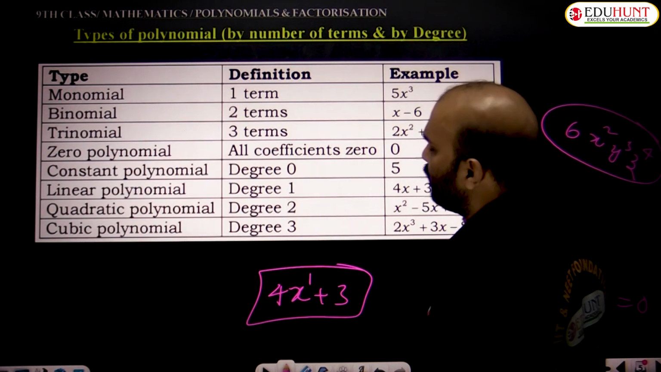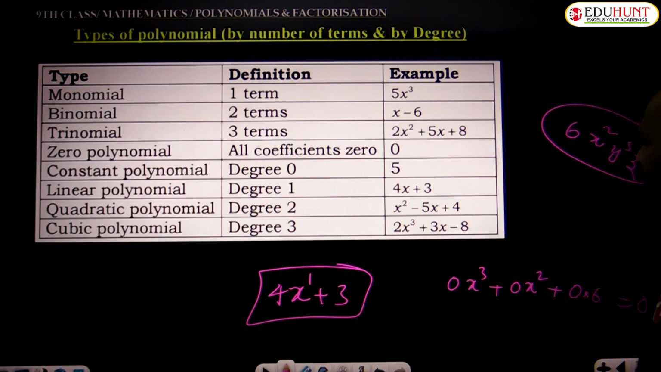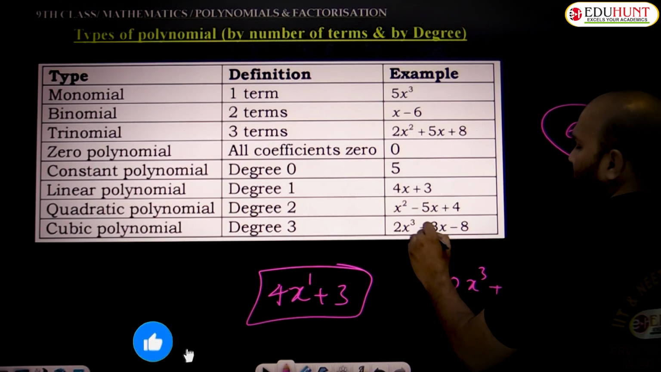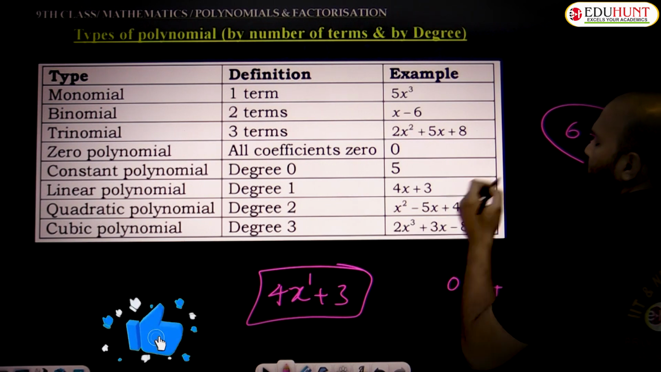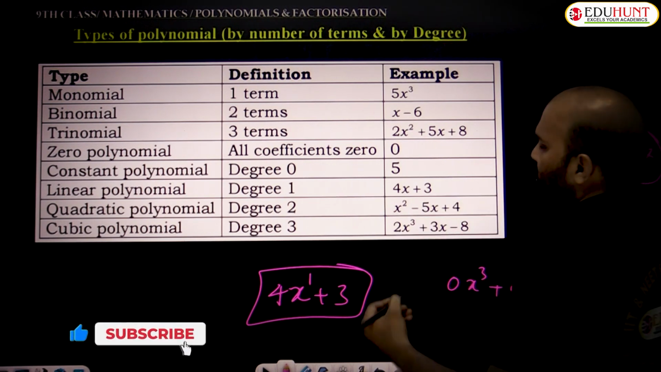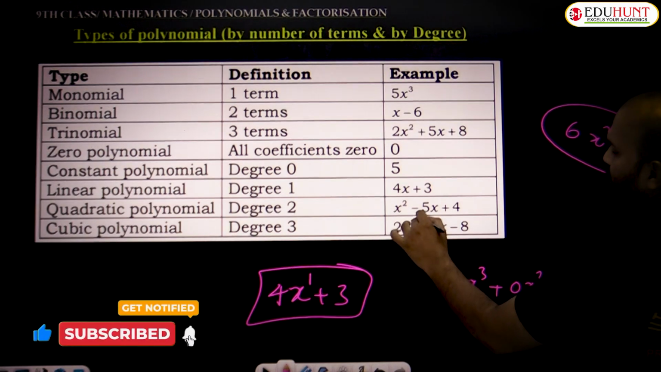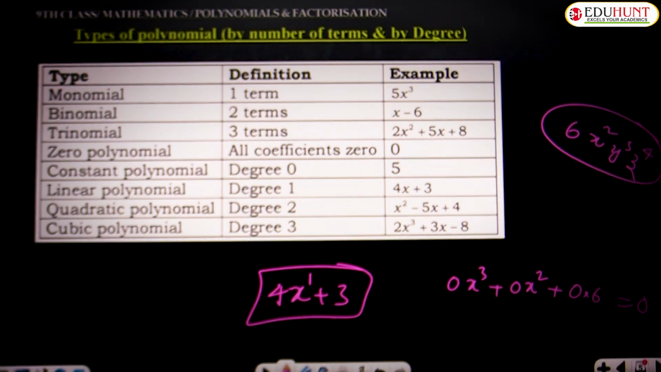Next one, cubic polynomial. Degree is 3. So 2x cube plus 3x minus 8. Here what is the variable? Say x. So x cube, here x power 1. What is degree? The highest value of exponent. So x cube, nothing but 3 is the degree. So that is very important. Am I clear?